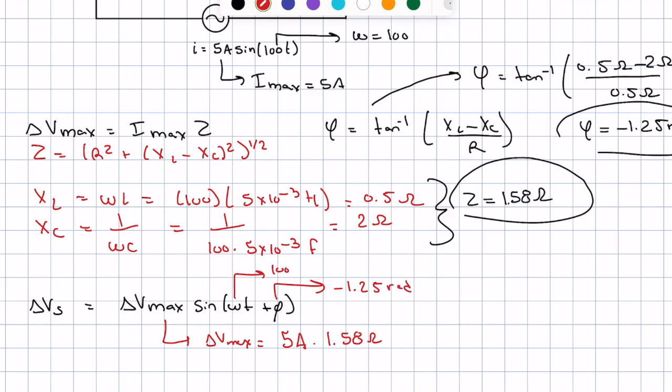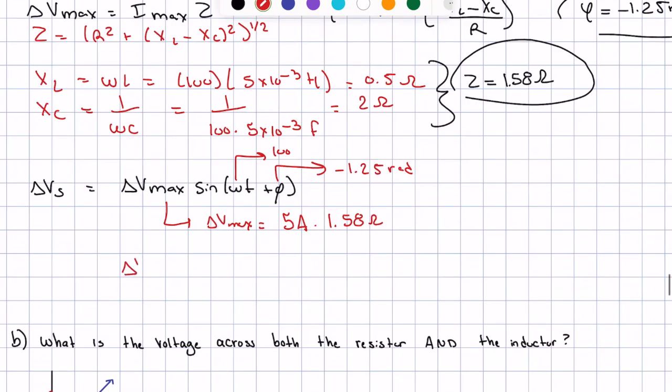So if you write that out as a nice equation, you get delta Vs, the potential across the source, is equal to 5 amps times 1.58 ohms, sine of 100t minus 1.25. Okay, so that is it. The negative sign here is just saying that delta Vs is lagging behind I max.